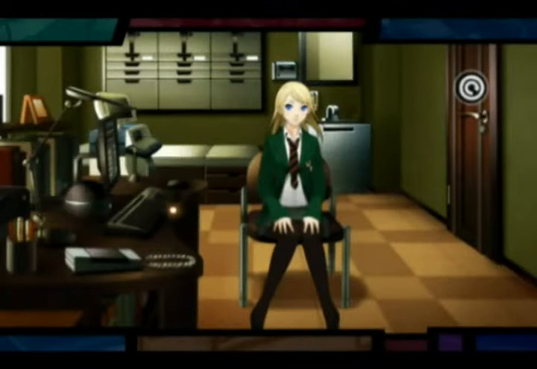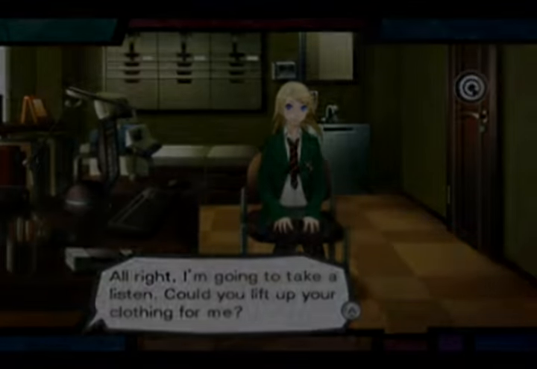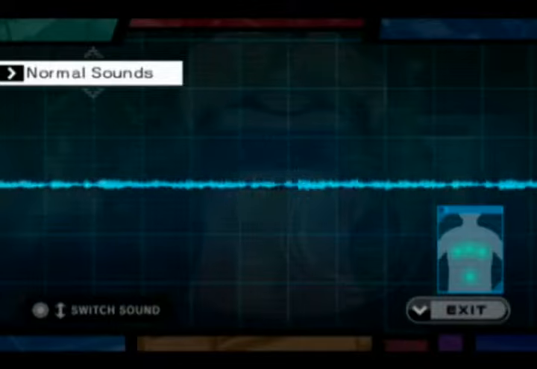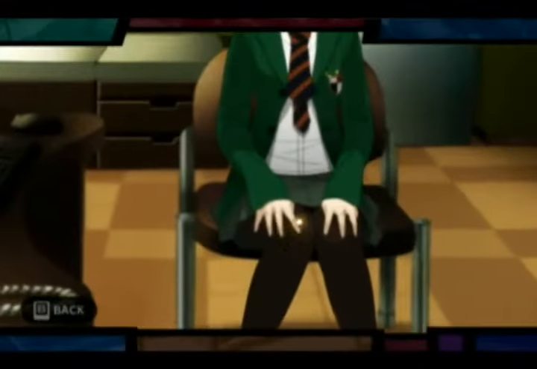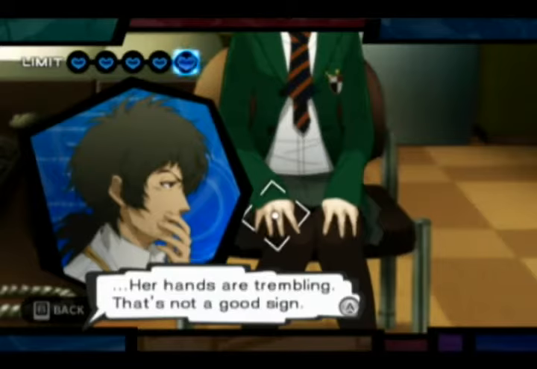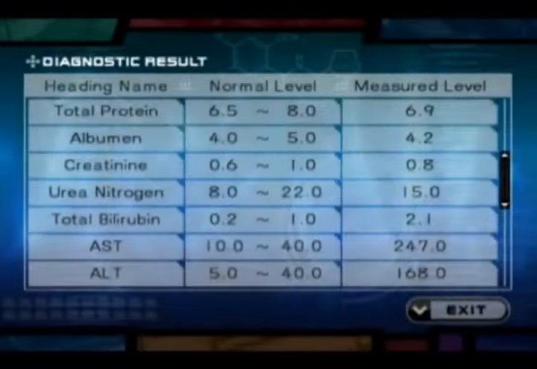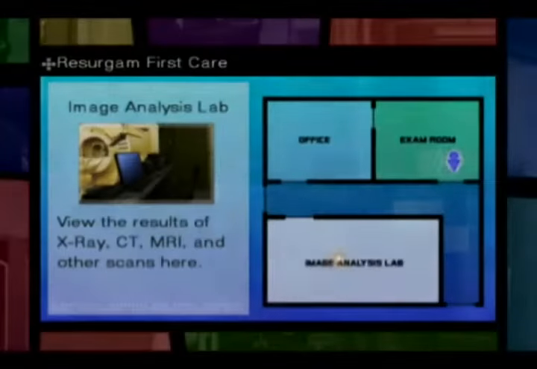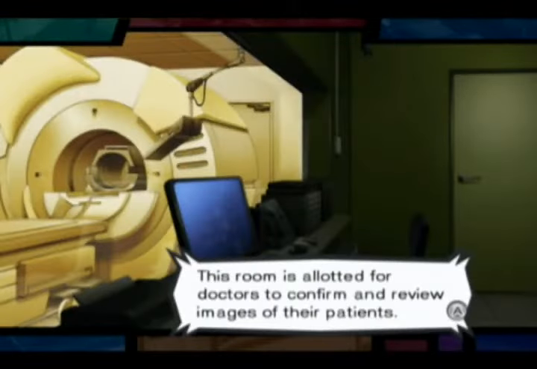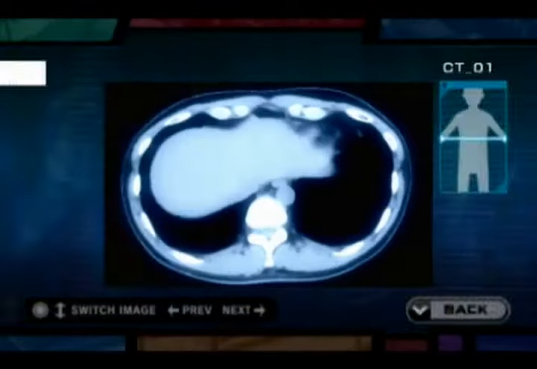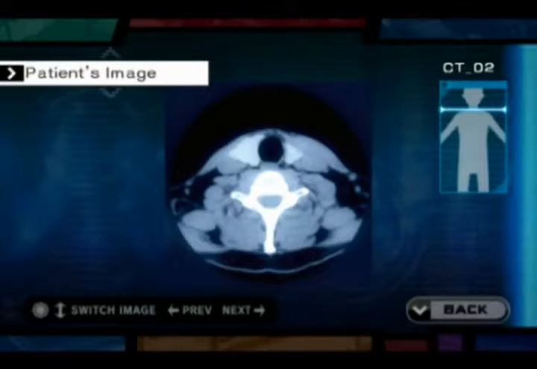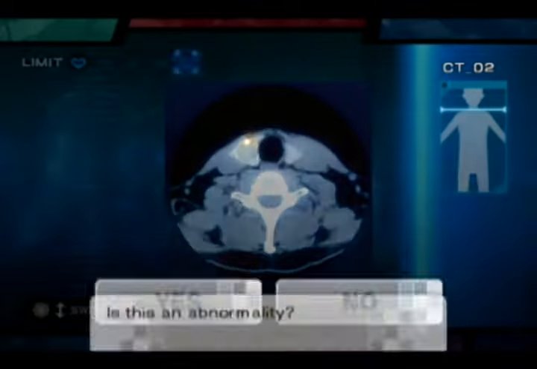Finding certain symptoms may involve you taking a closer look at the patient. Using the stethoscope, look for body abnormalities, such as shortness of breath or irregular heart rates. For further investigation, conduct a visual exam to find any physical irregularities on the patient. With the diagnostic results, check to see if the patient's measured levels are out of the norm. Your patient's CT scans, X-rays, and MRIs can be viewed in the image analysis lab. Compare your patient's image with that of a healthy person, and be on the lookout for any abnormalities, as each identified symptom is one step closer to reaching a conclusion.